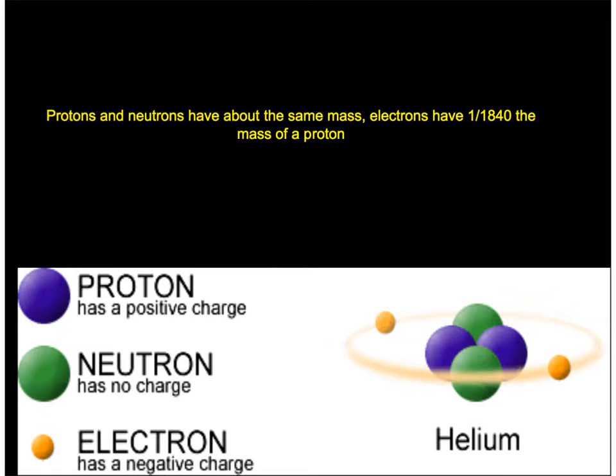Now, interestingly, protons and neutrons have about the same amount of mass. This won't be on your exam, by the way, just kind of a little fun fact here. Protons and neutrons have essentially the same mass, but electrons are absolutely tiny by comparison. Electrons have 1/1840th the mass of a proton or a neutron, so they're absolutely tiny.